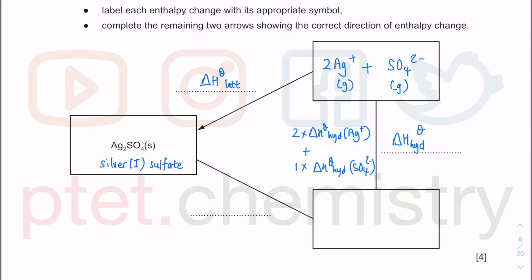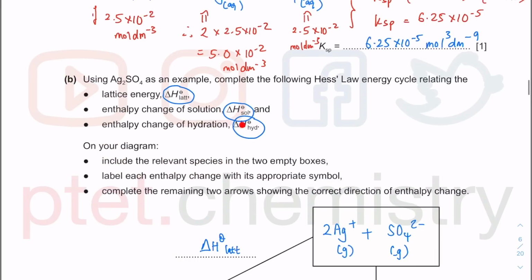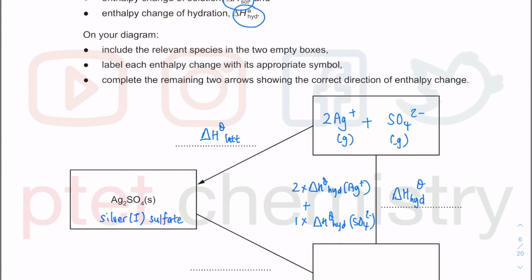Now, why do I write this here? Because the question did not specify hydration of cations or hydration of anion. They just said enthalpy change of hydration. Using this as an example, complete it relating these 3. So based on the question, we are only given this expression, not a value. I've just written down this expression, but I know this one here is represented by this whole thing there.